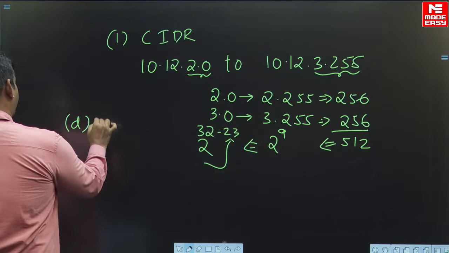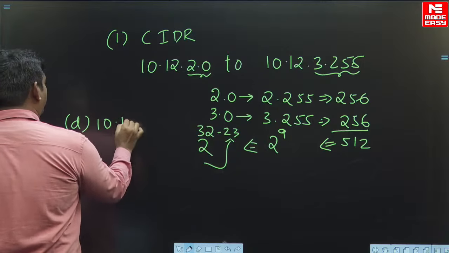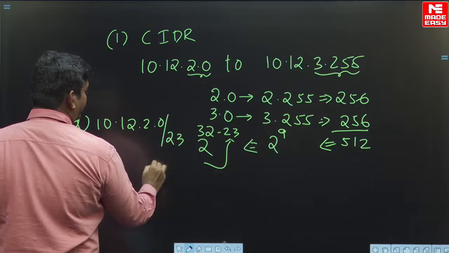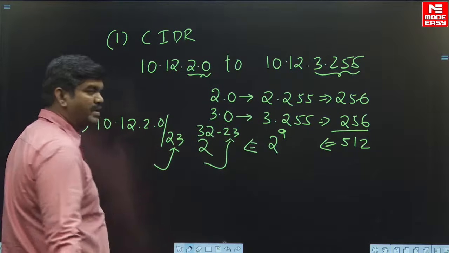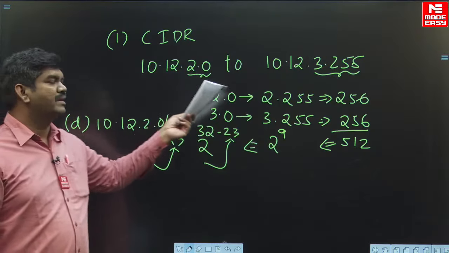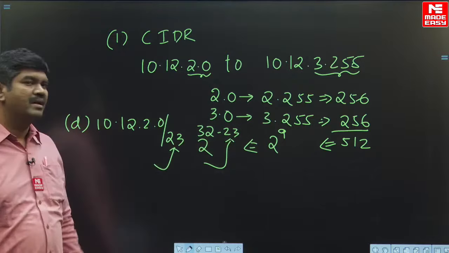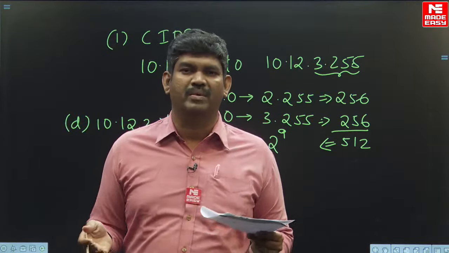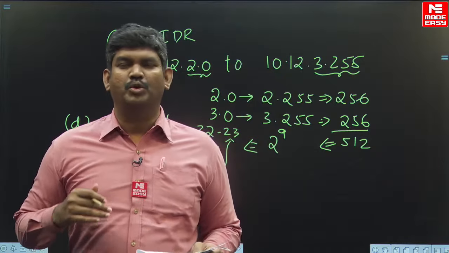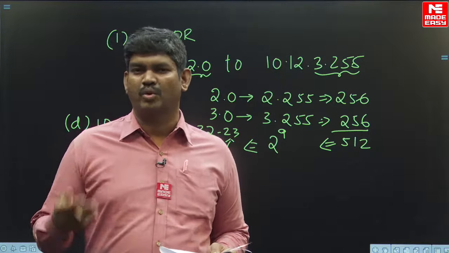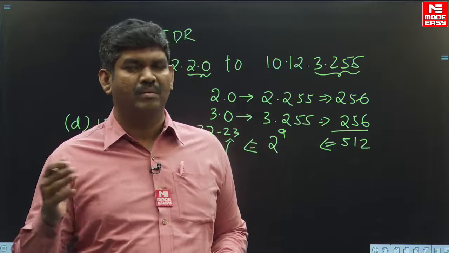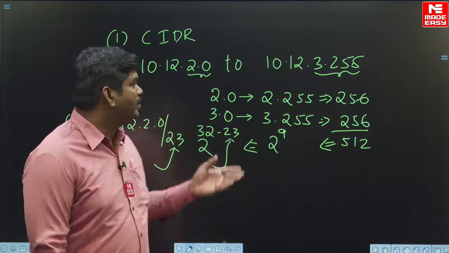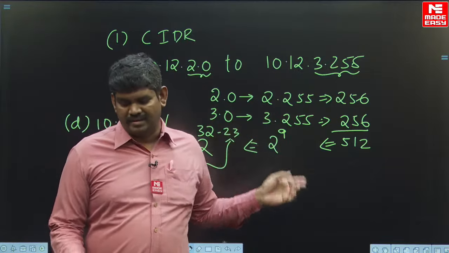So what is the number? 10.12.2.0 slash 23. You can see this mask is matching. Basically they are asking for the entire range represented with this mask, slash 23. In the remaining options, slash 24 means what? 2 power 32 minus 24, so 2 power 8, which represents only 256 addresses. But you can observe we had 512 addresses.